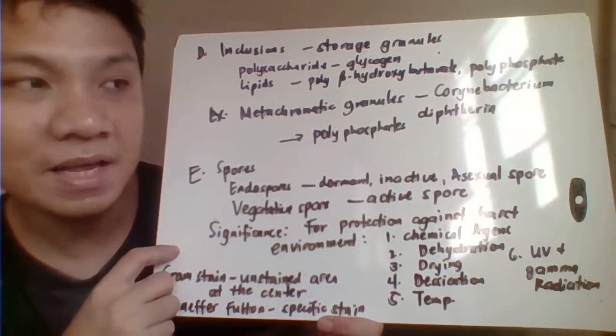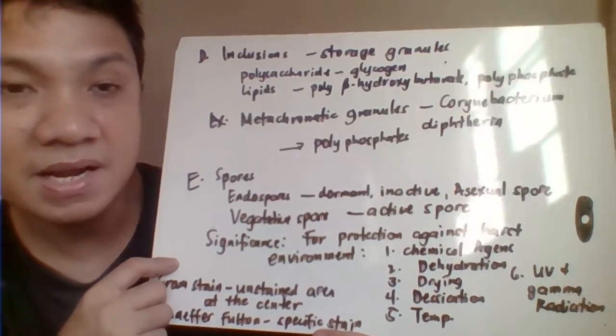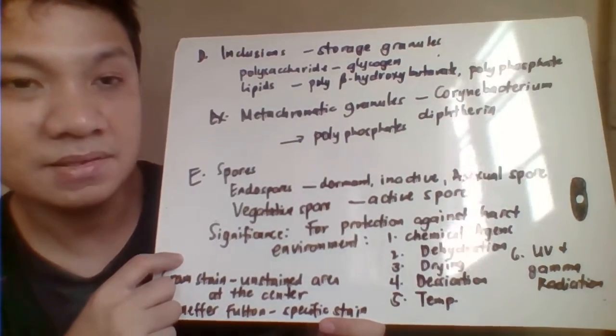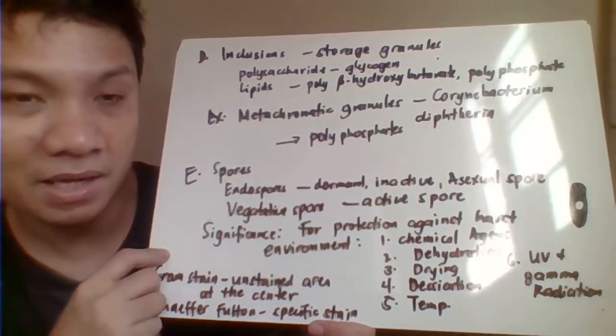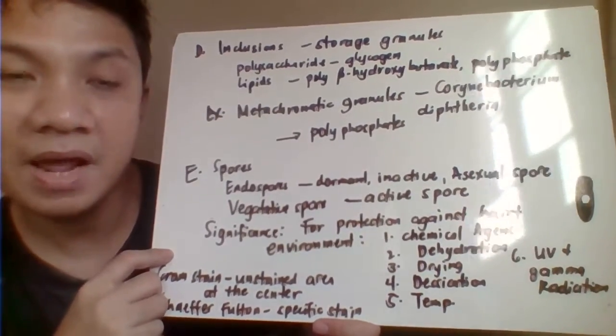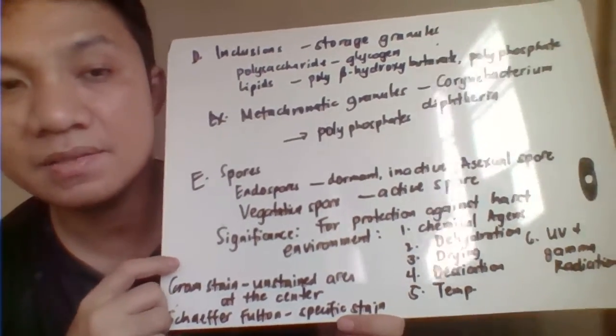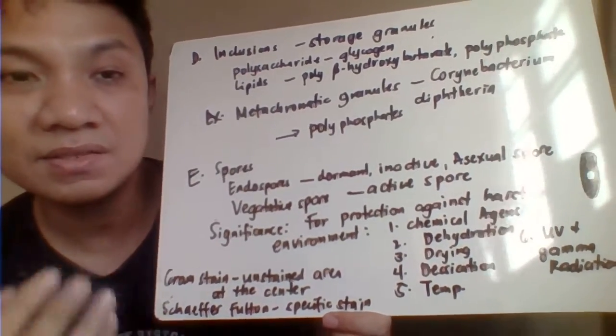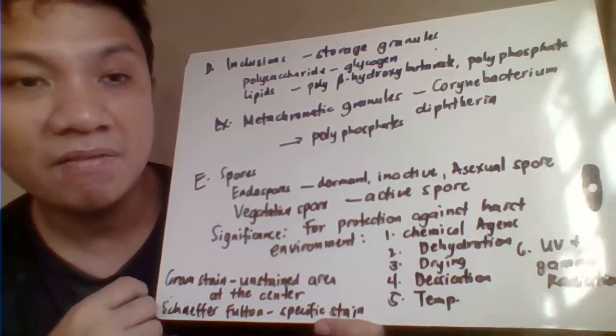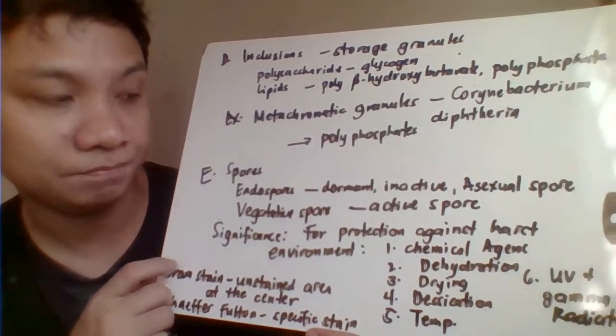In the case, for example, of your Corynebacterium diphtheriae, that bacteria contains specific na granules. You call that one the metachromatic granules. The metachromatic granules of your Corynebacterium diphtheriae is actually made up of polyphosphate. So it's serving here as its storage form of phosphate for its ATP production.